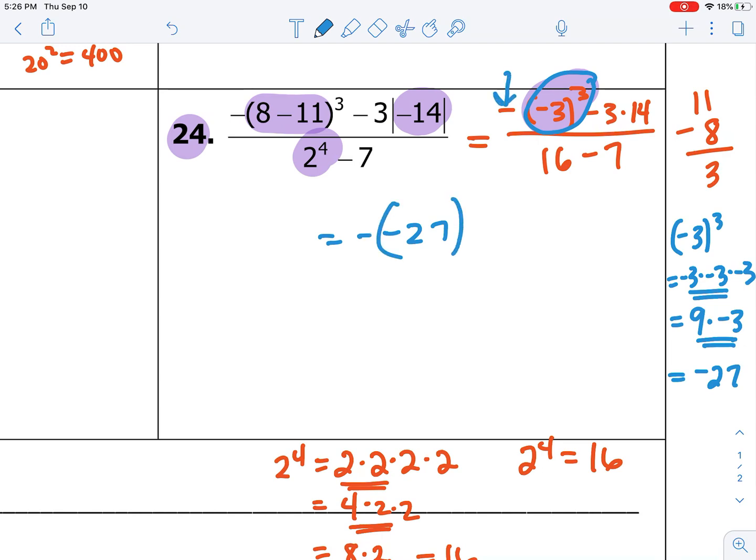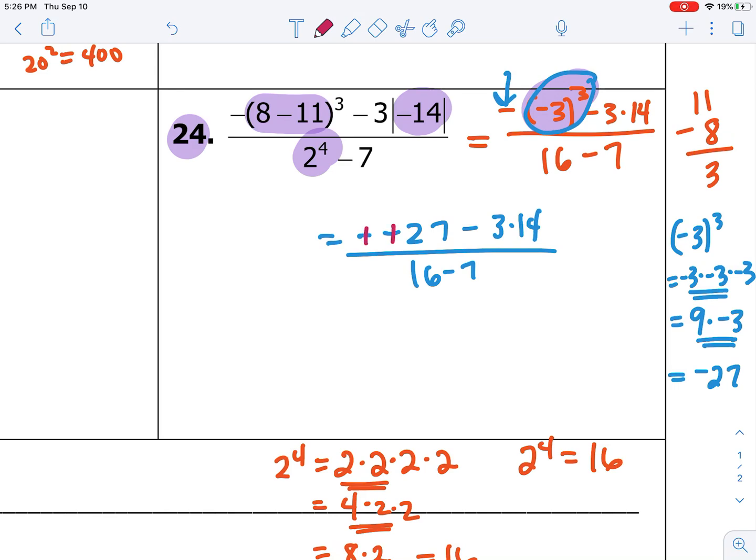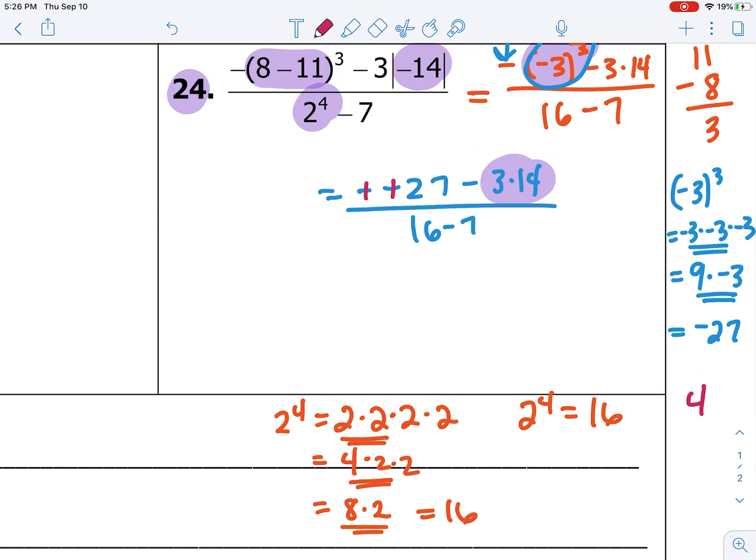But wait, we have a negative on the outside still. So I don't need the parentheses. You don't have to put them there. What do you see? You see a double negative. So we'll deal with that here in just a second. All right, I'm just going to copy down the rest of the problem. Minus 3 times 14 over 16 minus 7. All right, so again, looking at the numerator, I notice that I've got a double negative, so I can make that 27 a positive 27. And the other thing I need to do in the numerator here is I need to multiply 3 times 14. So 14 times 3. 3 times 4 is 12. Carry the 1. 3 times 1 is 3, plus 1 is 4. Very good. So in the top here we have 27 minus 42 over, we can go ahead and simplify this.